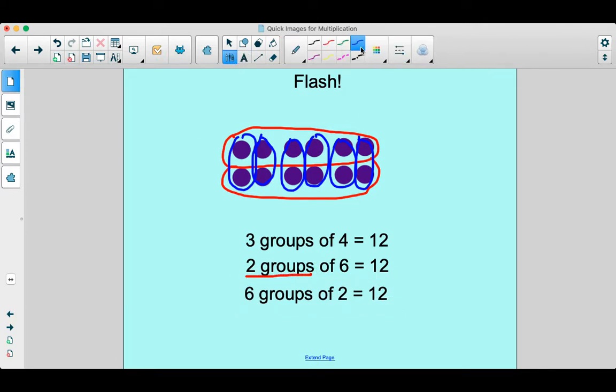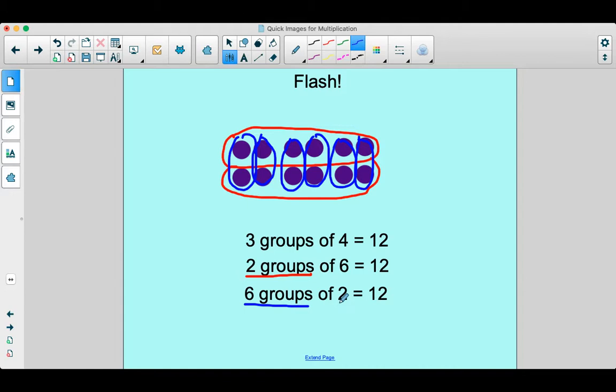I bet you guys probably just noticed that I did something and I didn't even mean to do it on purpose. Maybe you noticed I just did the commutative property. So 2 groups of 6, and then you could just think about it as 6 groups of 2. It gives you the same thing. That's the commutative property of multiplication. You can switch the factors. Okay, let's see. What else?